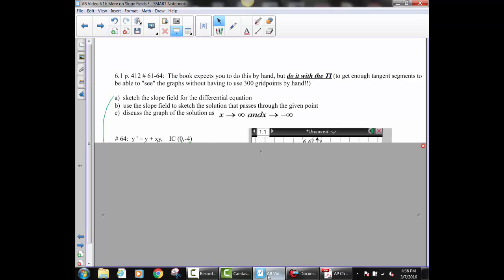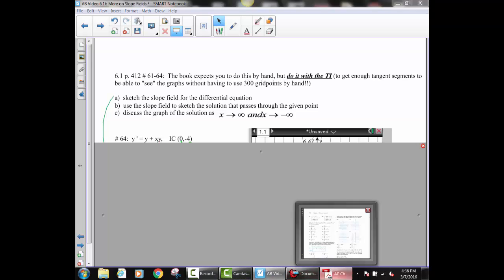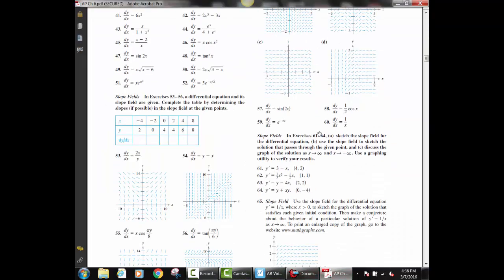In 6.1, which is where we are, numbers 61 through 64, it says sketch the slope field for the differential equation. Use the slope field to sketch the solution that passes through the given point. Discuss the graph of the solution as x goes to infinity and as x goes to negative infinity. Use a graphing utility to verify your results. Now, they're actually expecting you to sit here and make all these little teeny tiny segments all by yourself. I mean, that would just take an eternity.